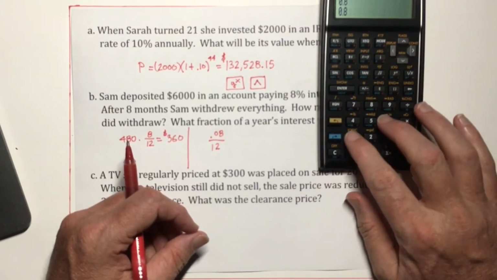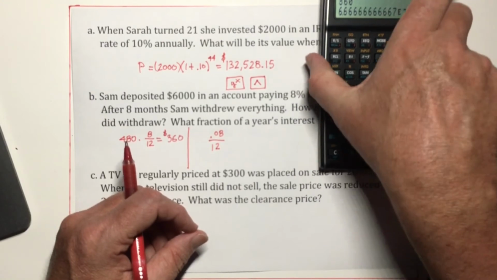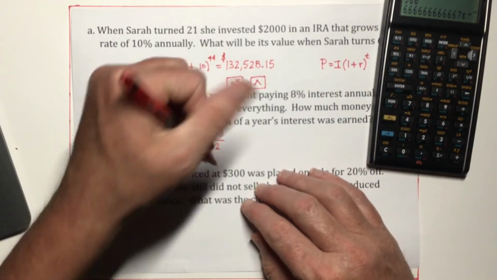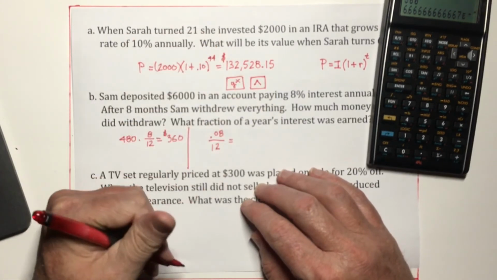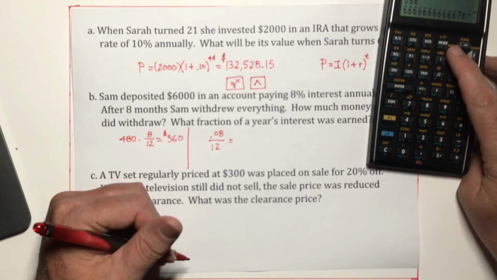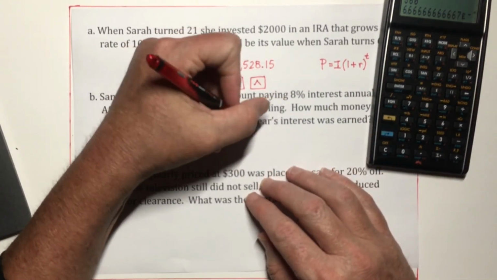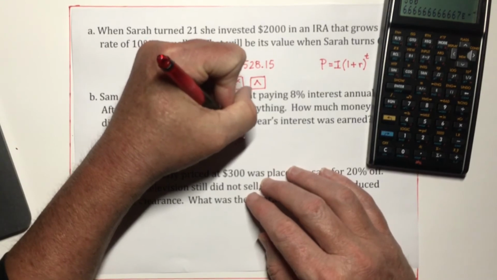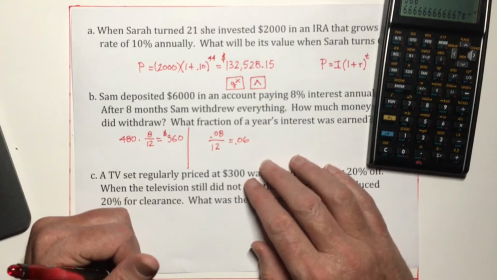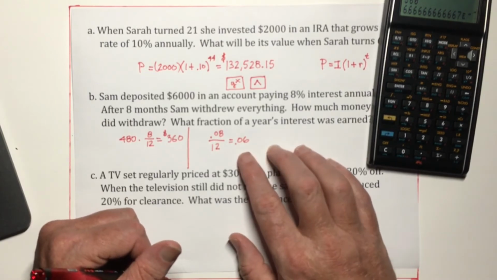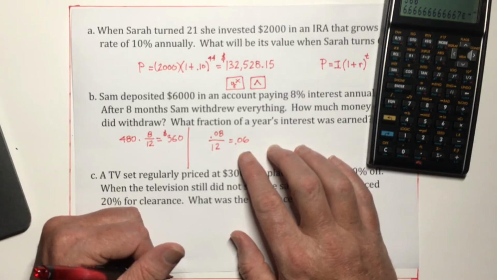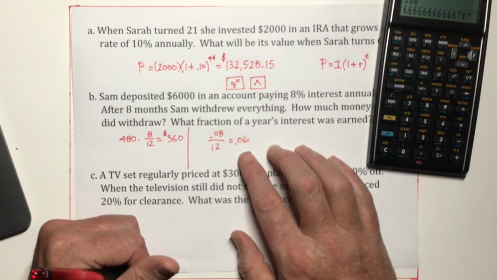0.08 divided by 12. All right, that goes out to 0.00666666. There we go. So that means our effective interest rate is 0.00666.